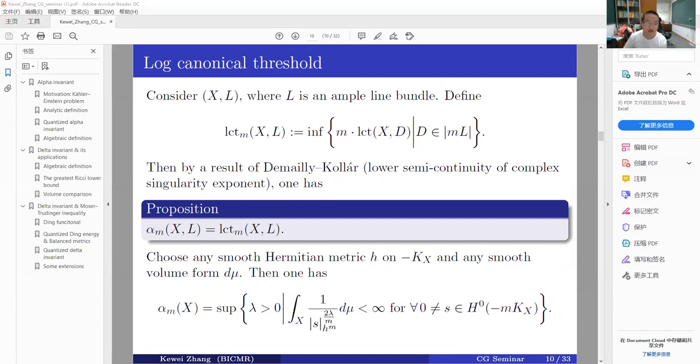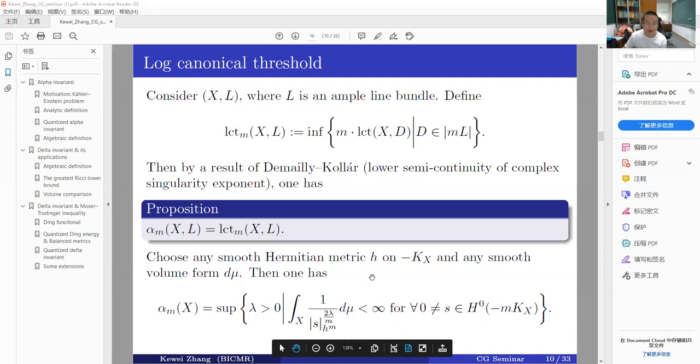Then one can apply a result of Demailly and Kollár, which is the lower semi-continuity of complex singularity exponent. Then we can show that this algebraic quantity is equal to the original analytic definition of Tian. And if you try to work globally, then you can choose some smooth metric, and then this equality just shows that the analytically defined alpha invariant can be characterized in this way. You just consider all the non-zero sections, and you consider this quantity. You want to measure this integrability using some exponent lambda. You want to find some best exponent to make all such quantities finite.